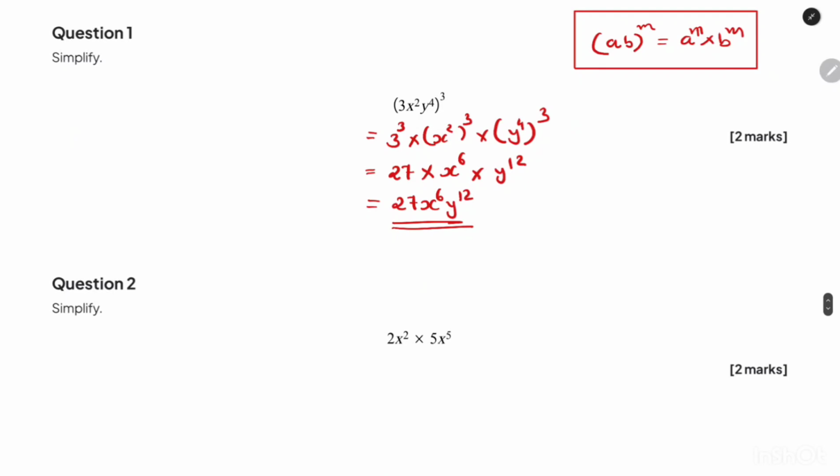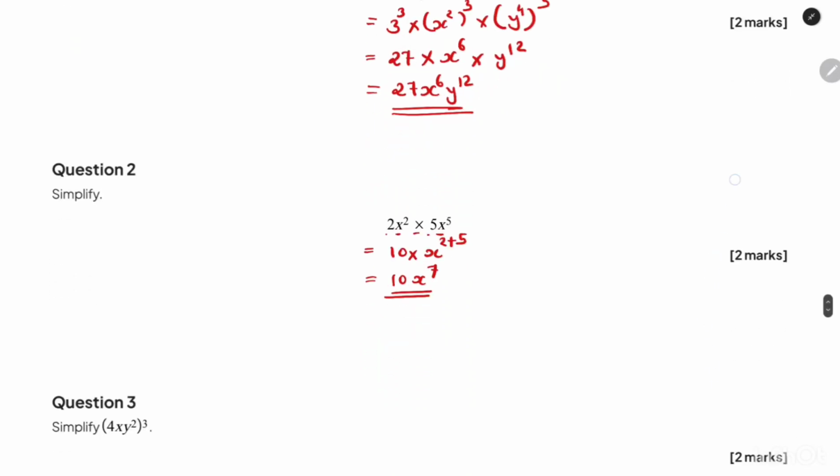Let's jump to the second question. Here 2 and 5 are the coefficients. They'll be multiplied with each other because there's a multiplication sign here. So 2 times 5 is 10, and x raised to 2 into x raised to 5. In multiplication, if the bases are same, we add the powers. So x to the power 2 plus 5, which is 10 x to the power 7. Clear? Let's see the third question.